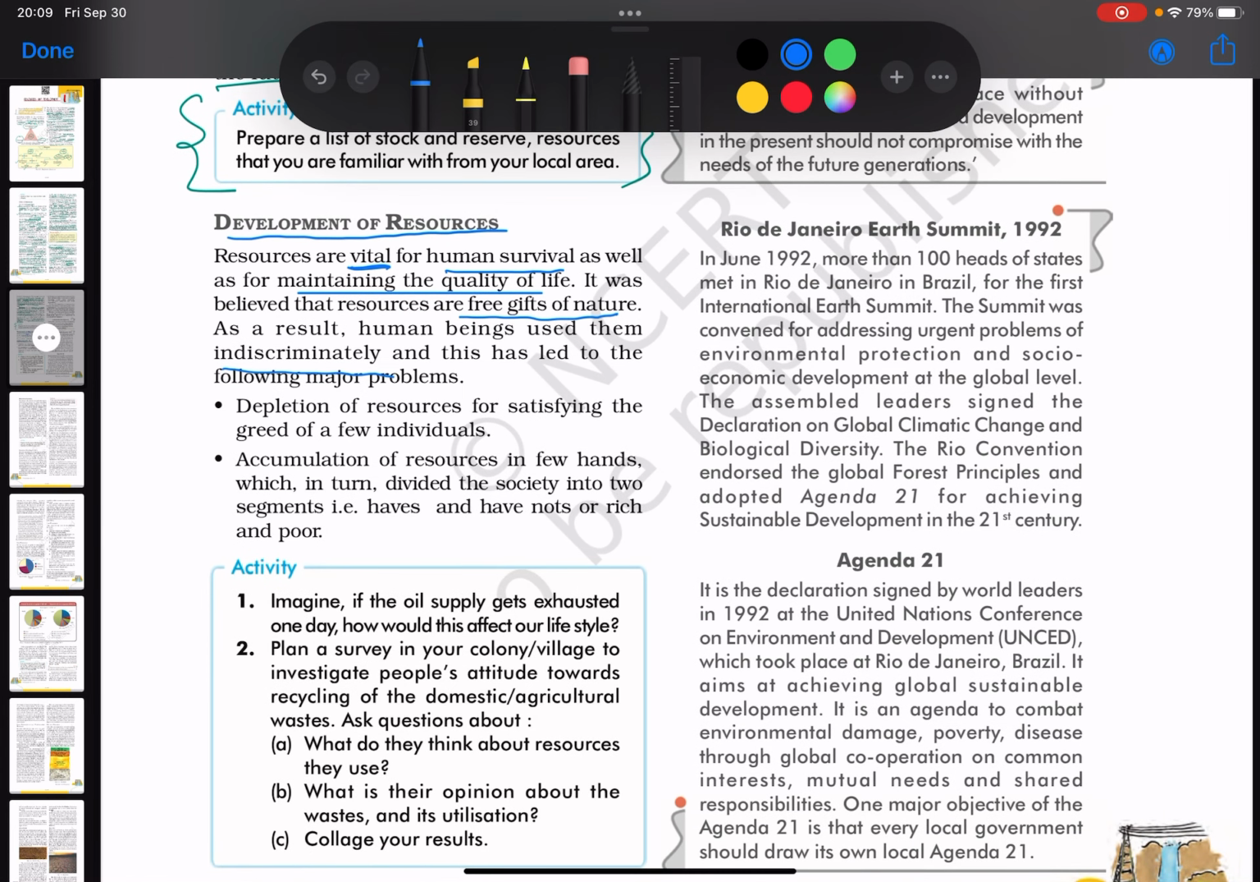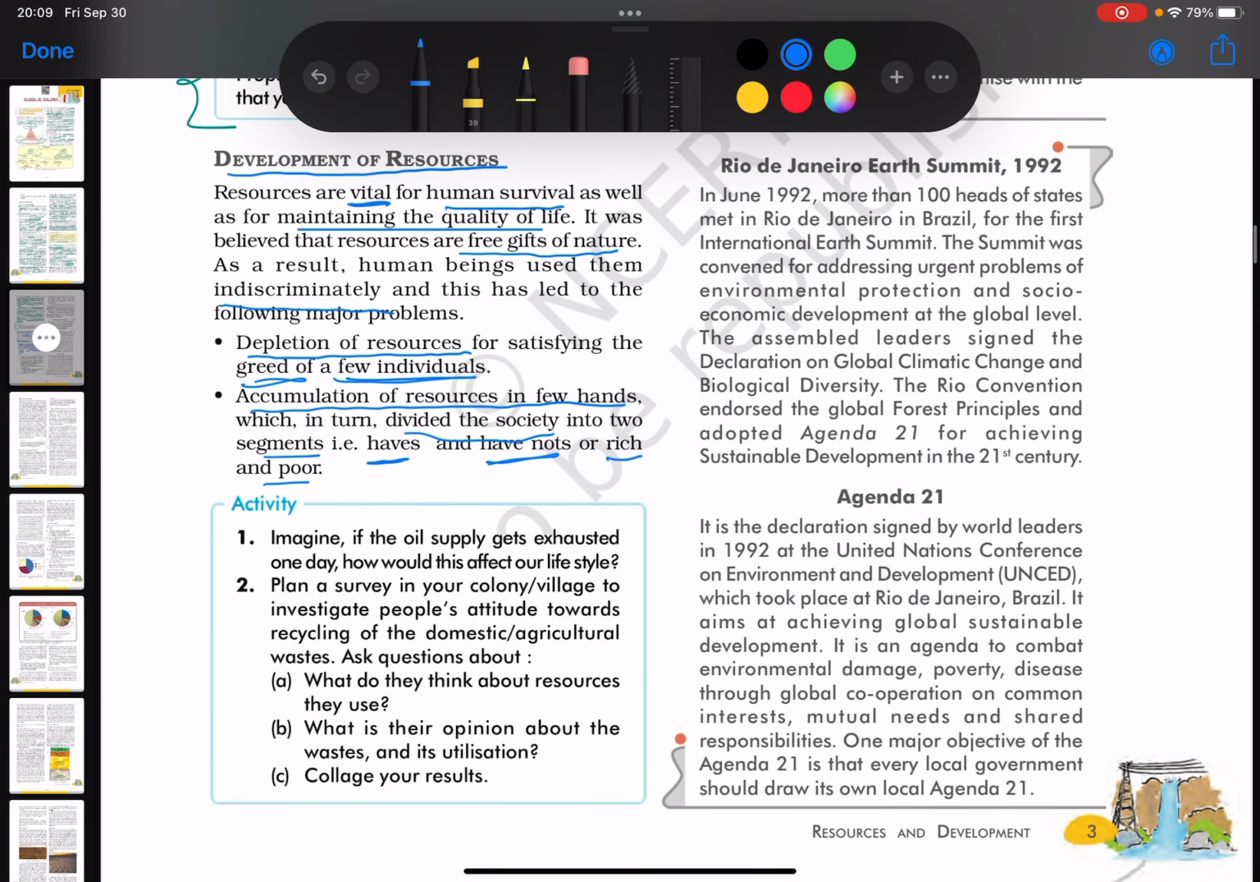One of them is known as the depletion of resources for satisfying the greed, not the need, but the greed of a few individuals. And secondly, is the accumulation of resources in just a few hands, which in turn divided the society into two segments, that is the ones who have access to all the resources and the have nots, or you can also say rich and poor are the other names.